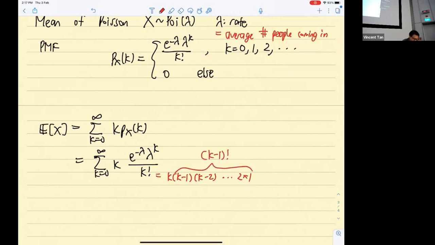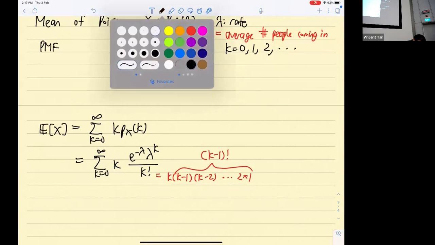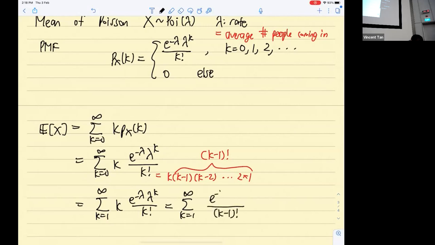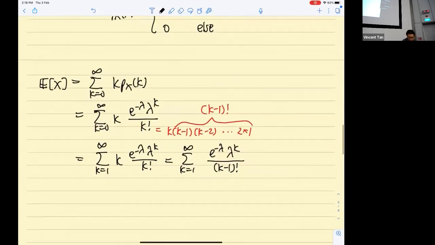So one of the k's can cancel, right? So we have that this can be written as, hang on. First and foremost, let me go from k equals 1 to infinity. Because if you put k equals 0, this whole thing gets killed because there's 0 here. 0 times anything is 0. So you have k e to the minus lambda, lambda to the k over k factorial. Okay, but as I mentioned above, you can kill one of the k. So you have k minus 1 factorial here, e to the minus lambda lambda to the k. All right? Because you cancel one of the k, so you're left with k minus 1 factorial.